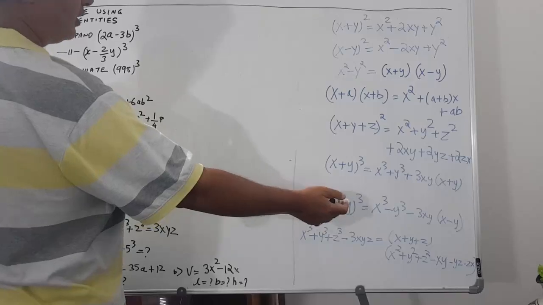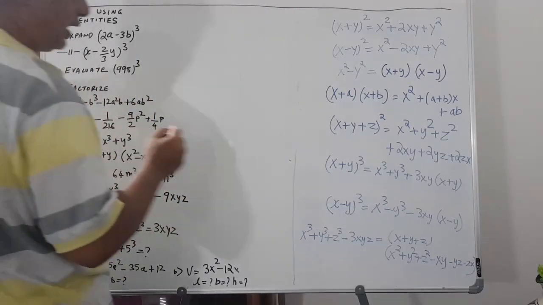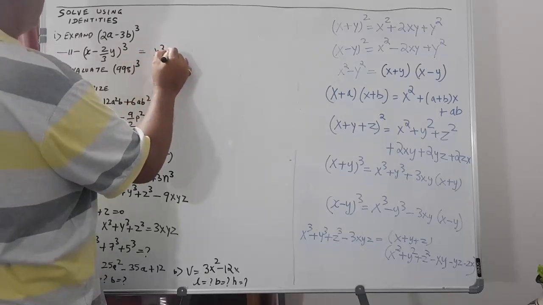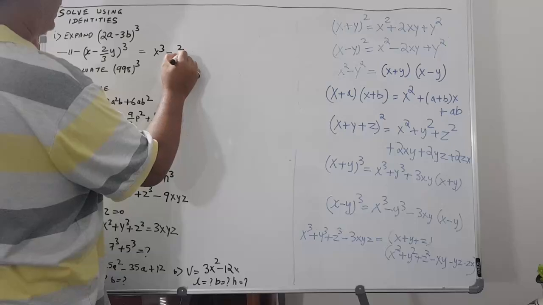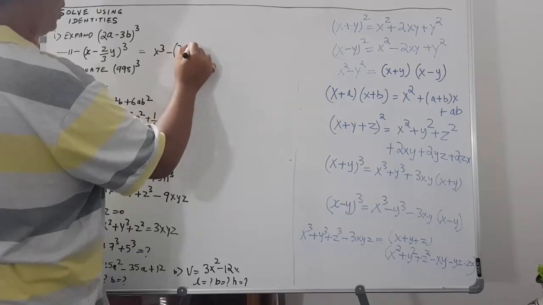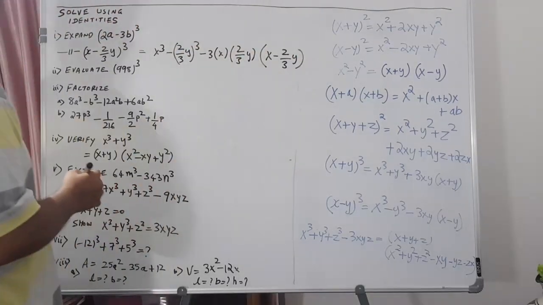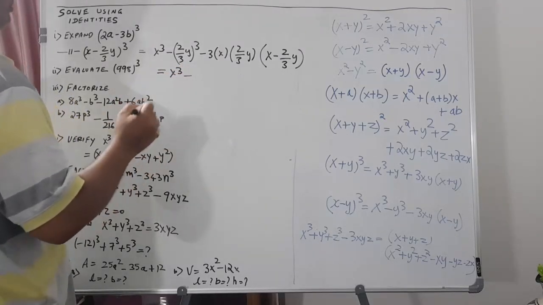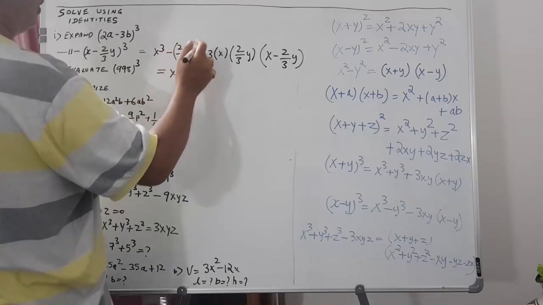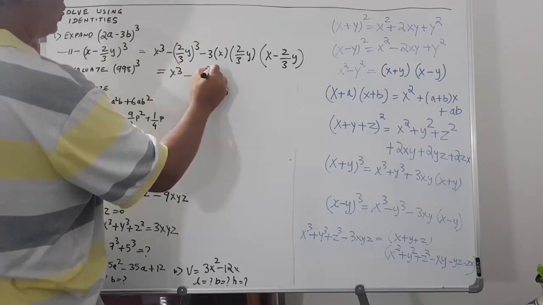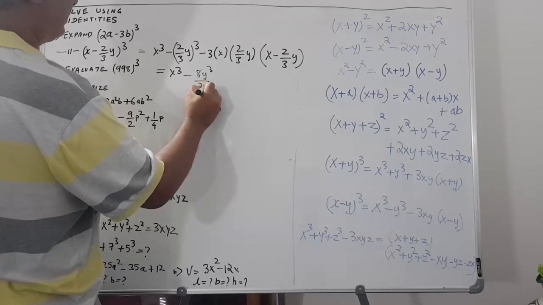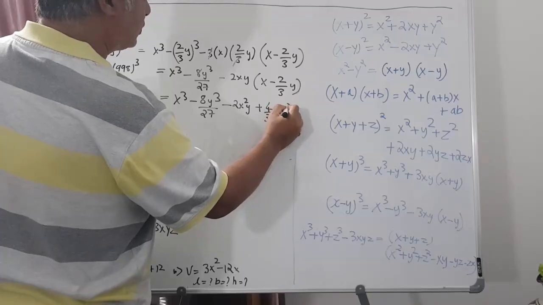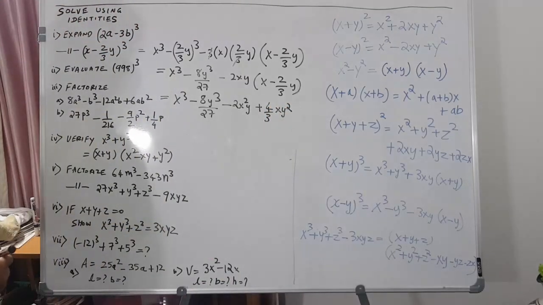Next, we have x, and instead of y we have 2 by 3y. Okay, so using the formula and substituting, this will give us x cube minus (2 by 3y) whole cube. Expanding this we get x cube plus, 2 cube is 8, 3 cube is 27, so 8y cube divided by 27, and 4 by 3 xy squared. So that is the expanded form.